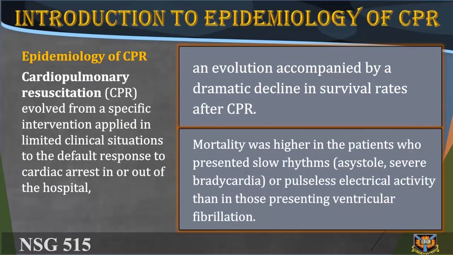Epidemiology of CPR. Cardiopulmonary resuscitation, CPR, evolved from a specific intervention applied in limited clinical situations to the standard response to cardiac arrest in or out of the hospital, an evolution accompanied by a dramatic decline in survival rates after CPR. Subsequently, innovations allowing rapid out-of-hospital CPR resulted in improved outcomes in the out-of-hospital setting. After 1 year, most survivors had normal or mild disability. The study concluded that mortality of out-of-hospital cardiorespiratory arrest in children is high, and when resuscitation is started soon by a layperson or paramedics, survival is increased. Hence, duration of resuscitation effort was the best indicator of mortality.